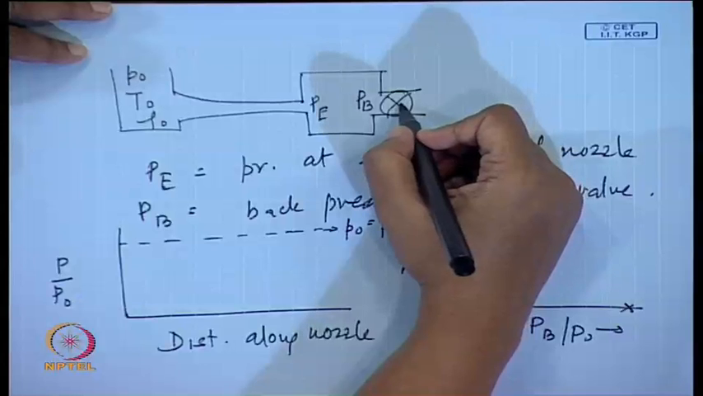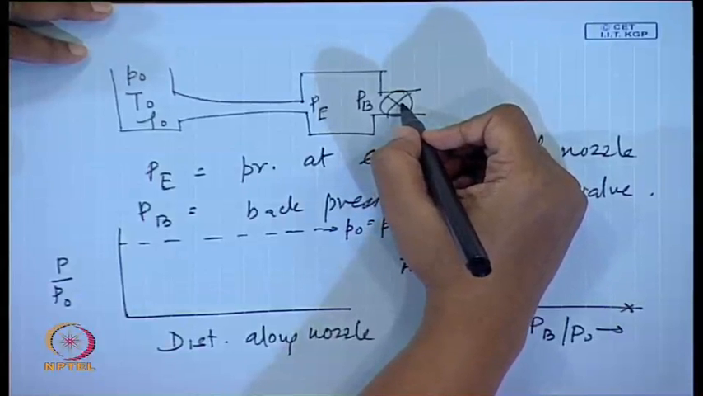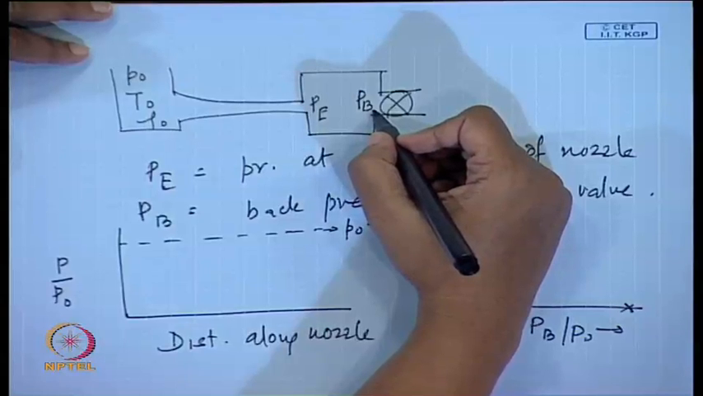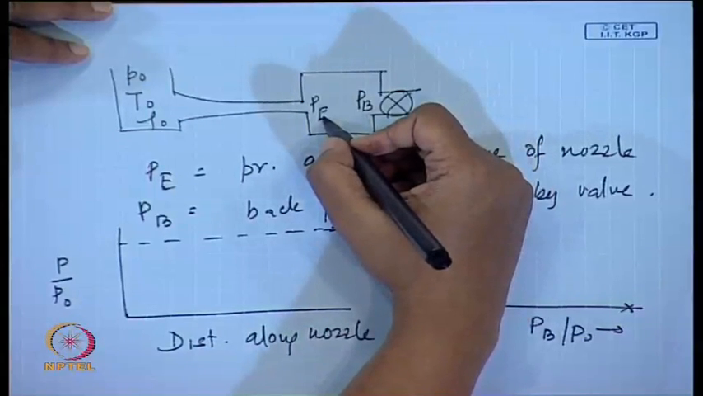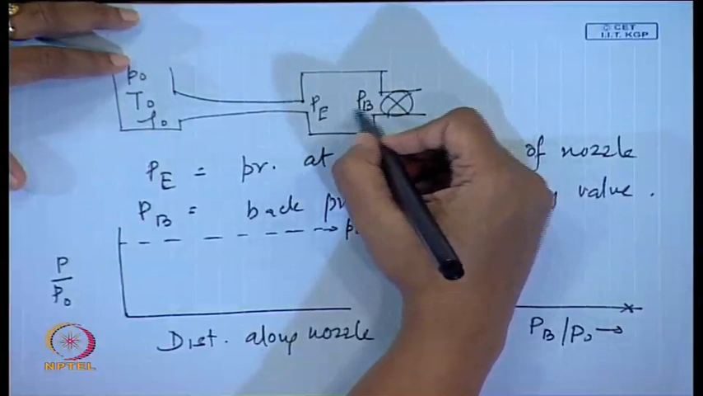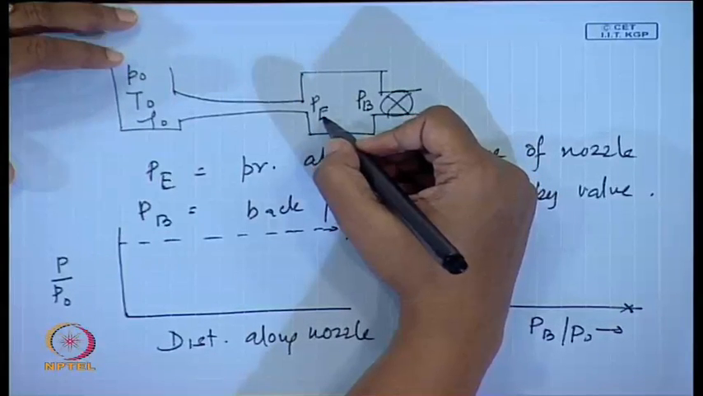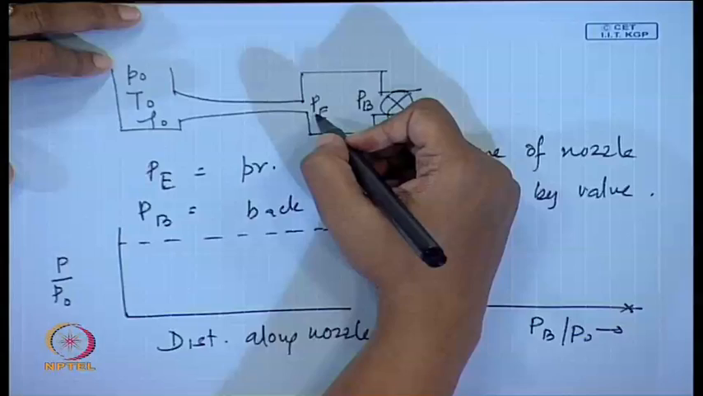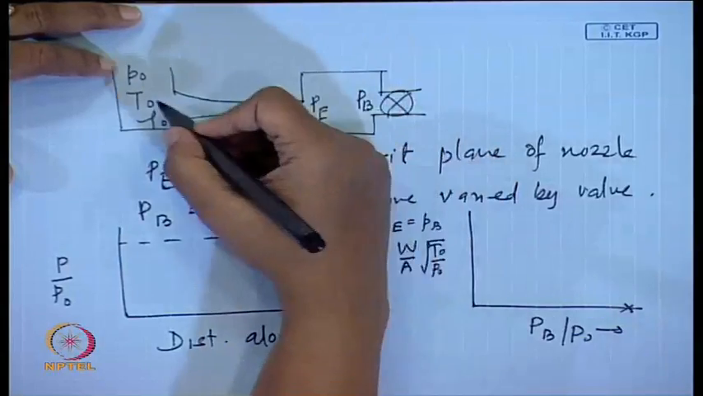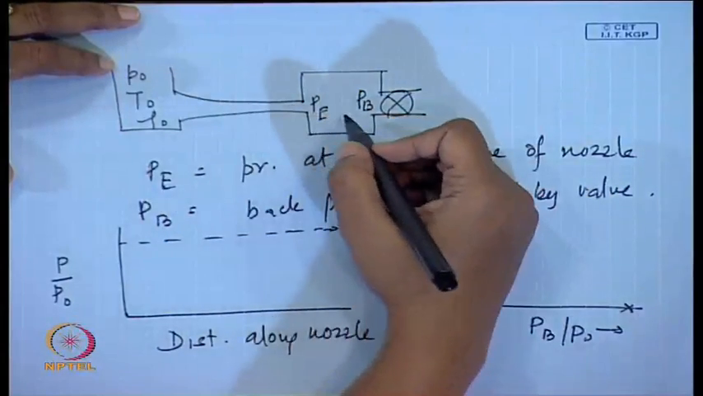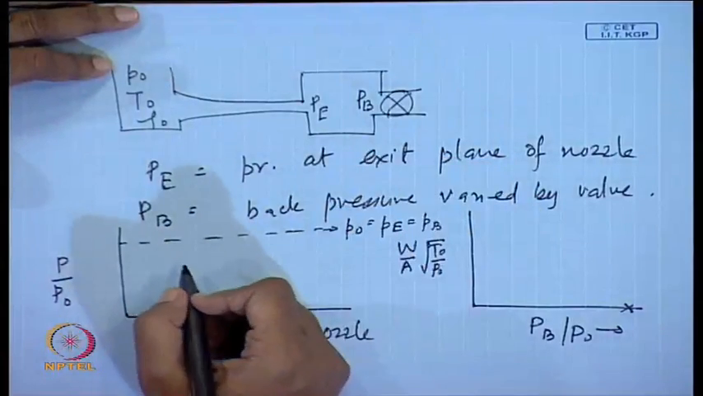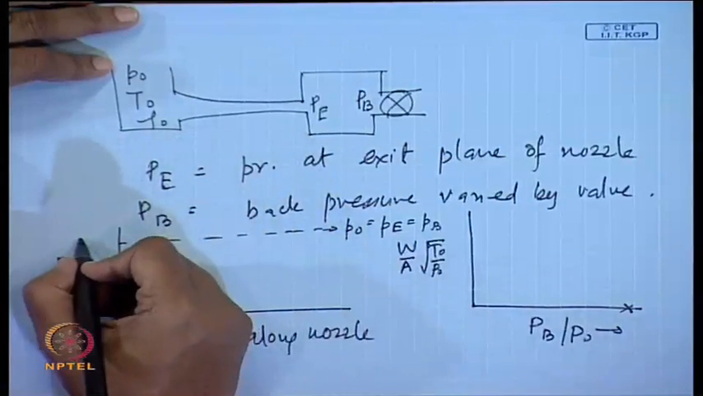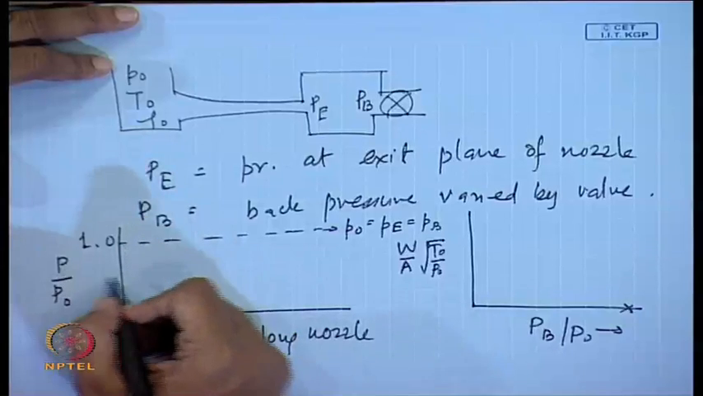Then what we do? We gradually try to open this particular valve. As we open this valve, P_B reduces, is it not? P_B and P_E are equal. So when P_B reduces, P_E also reduces, and gradually P_E becomes less than P0, and when this happens, due to this pressure difference, some flow starts occurring. So gradually if we keep on opening, this is for P equals P0.